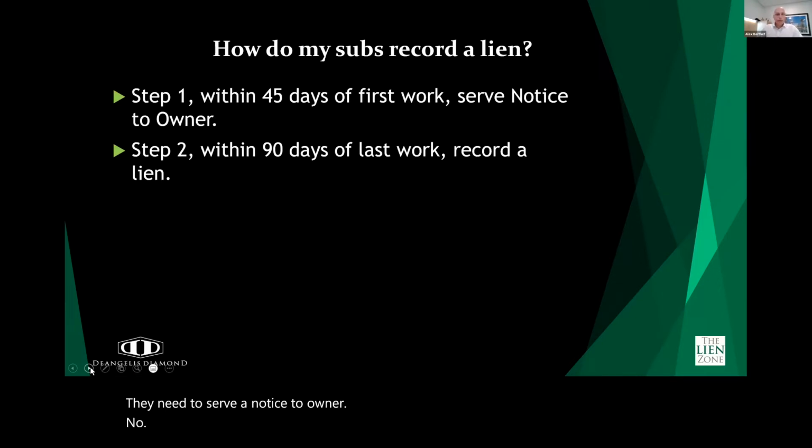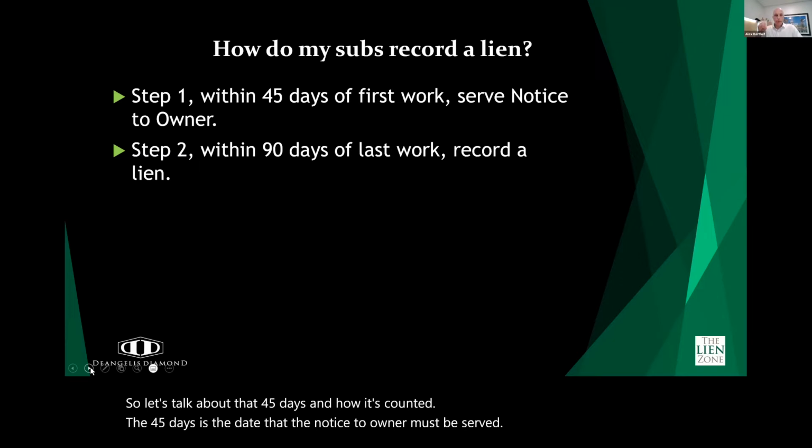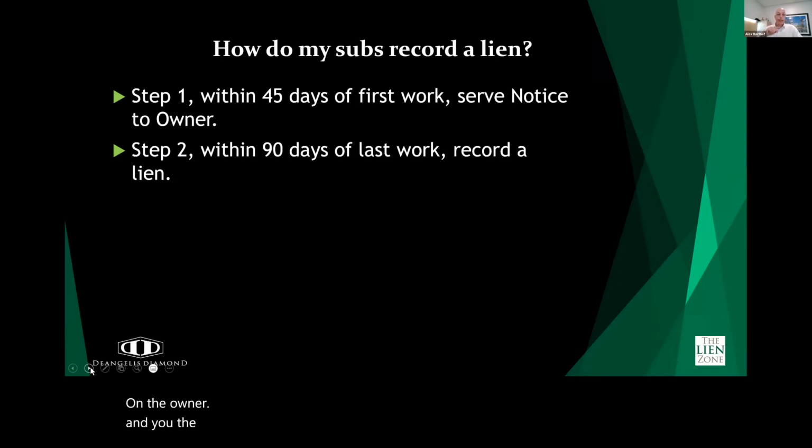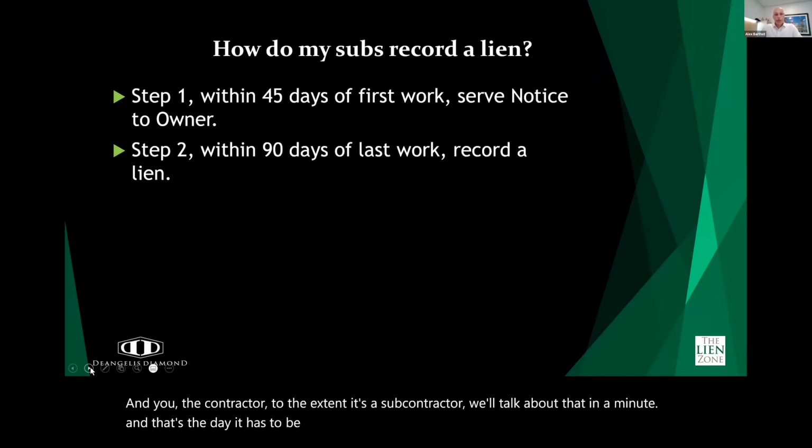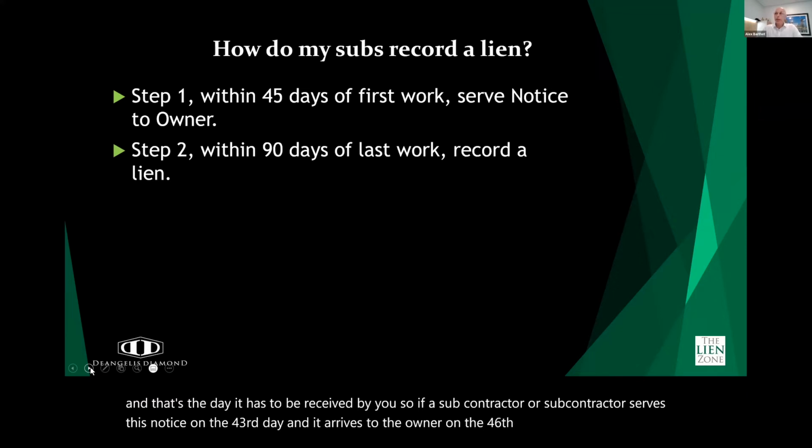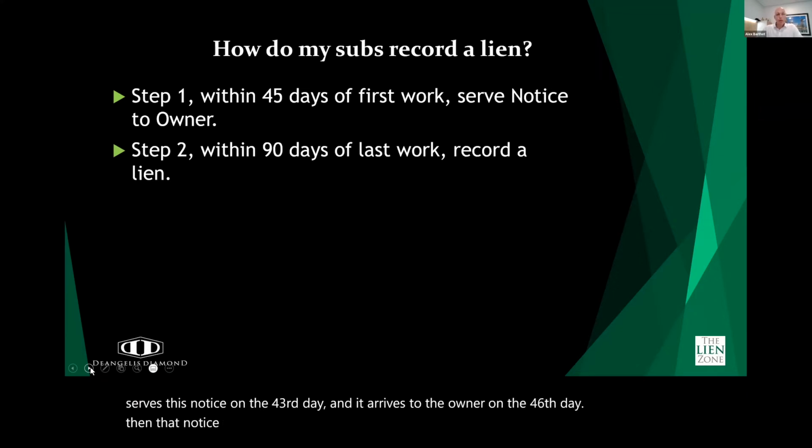So let's talk about that 45 days and how it's counted. The 45 days is the date that the notice to owner must be served on the owner and you, the contractor, to the extent it's a subcontractor. We'll talk about that in a minute. And that's the day it has to be received by you. So if a subcontractor serves this notice on the 43rd day and it arrives to the owner on the 46th day, then that notice to owner is late. There's no way to fix it. They now no longer have lien rights on the project.